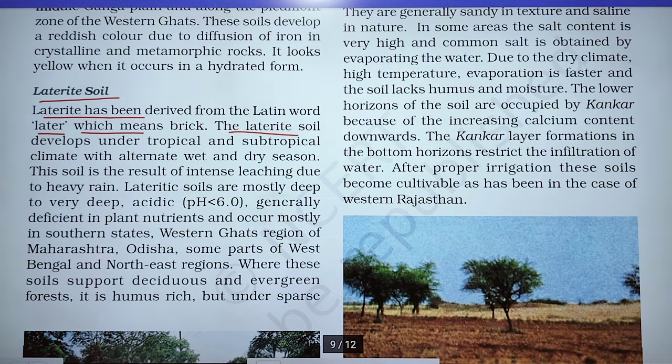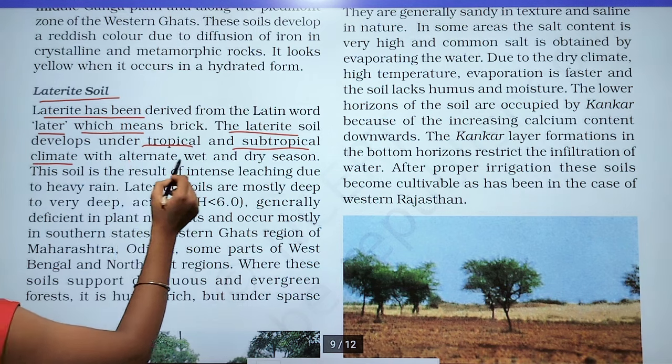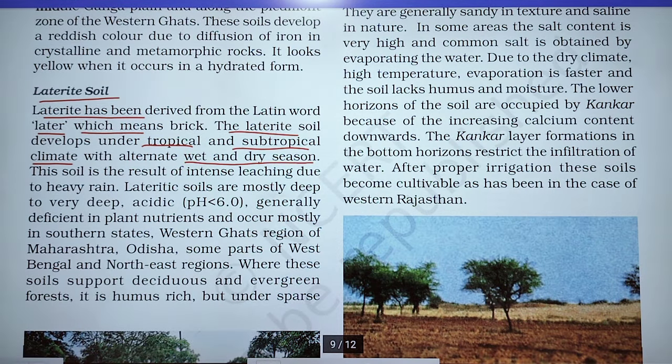The laterite soil develops under tropical and subtropical climate with alternate wet and dry seasons. This soil is the result of intense leaching due to heavy rainfall. This soil is less fertile because the topmost layer gets washed away due to leaching.